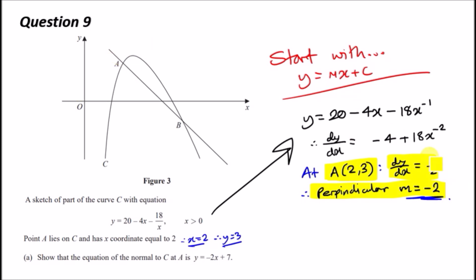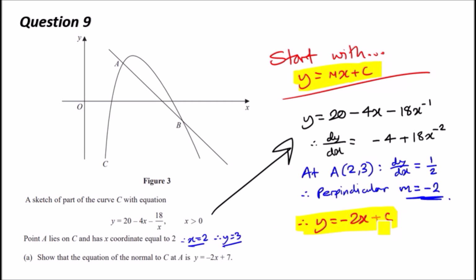But because we want the normal, which is this line, you need to do the negative reciprocal. So flip 1 over 2 to 2 over 1 and put a minus sign, so it becomes minus 2. So we've found the m value. Now we have y equals minus 2x plus c.